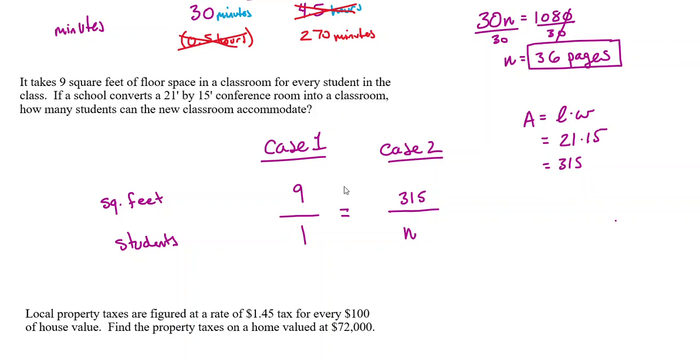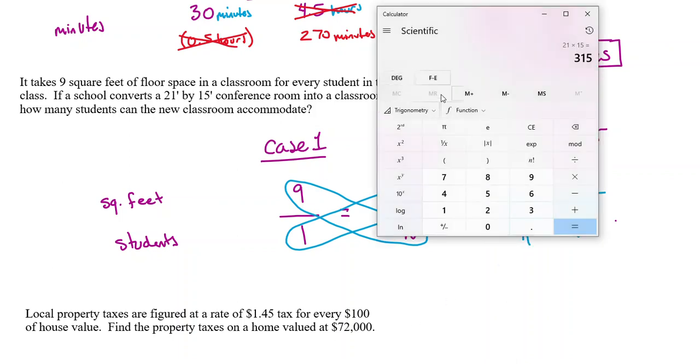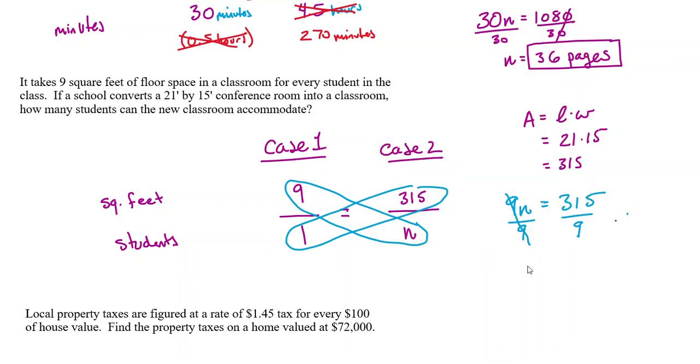All right, so 9 times n is 9n, and that equals 315 times 1, which is 315. Let's see. We can divide by 9. And on my calculator, I'll do that again. 315 divided by 9 is 35. So n equals 35. Again, n equals 35 is not the answer.